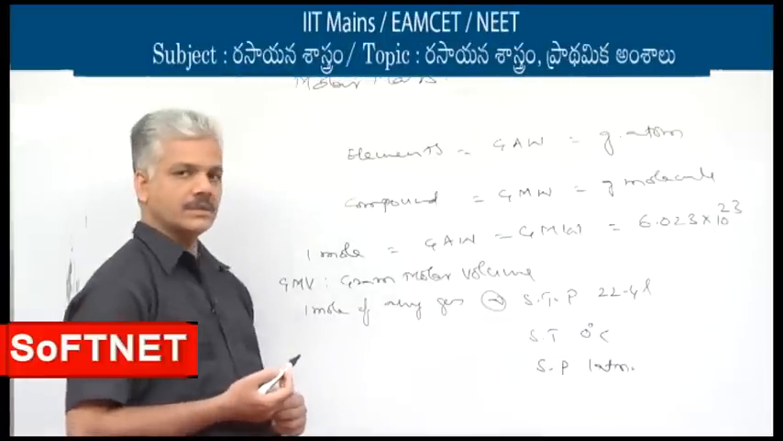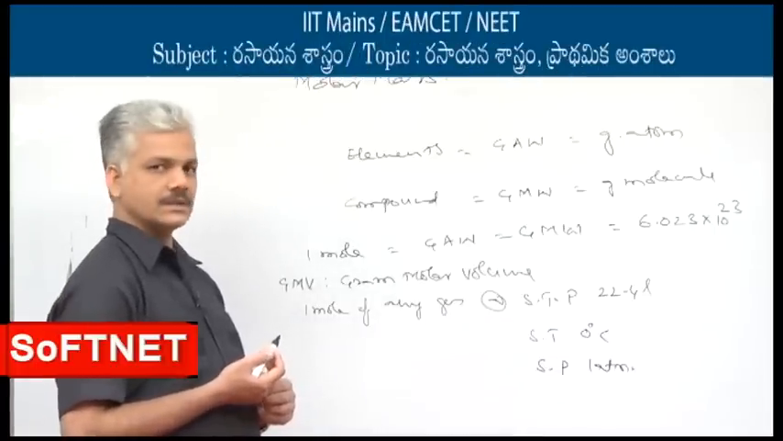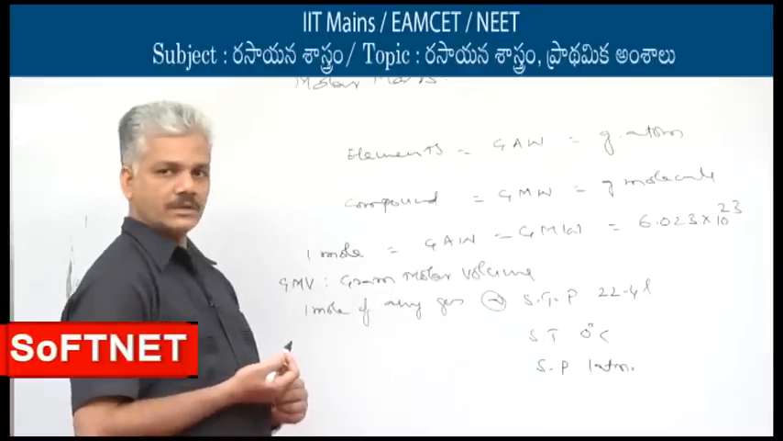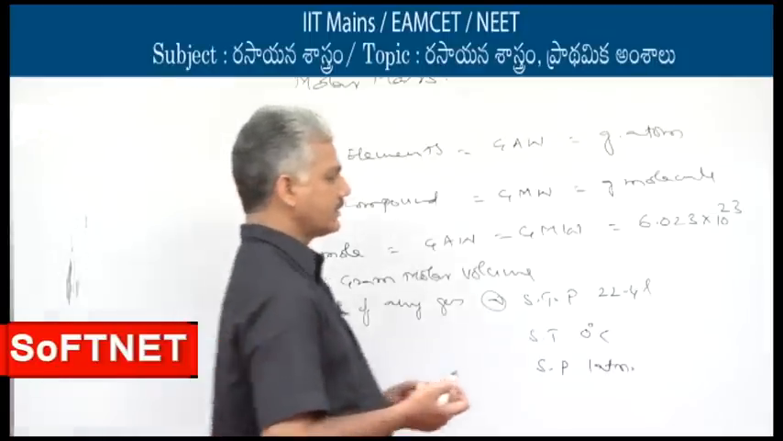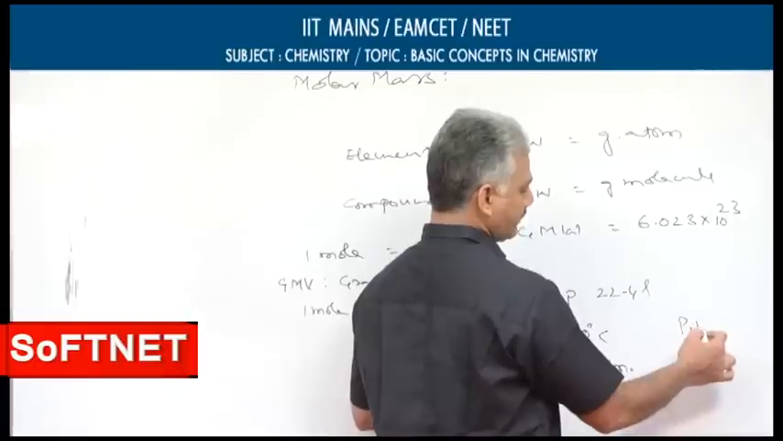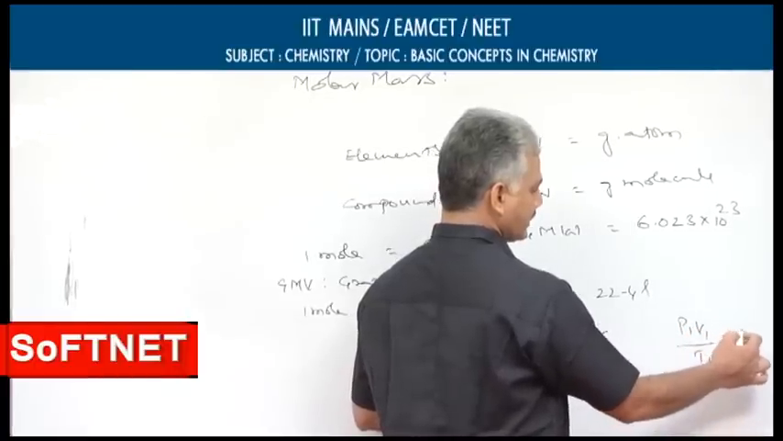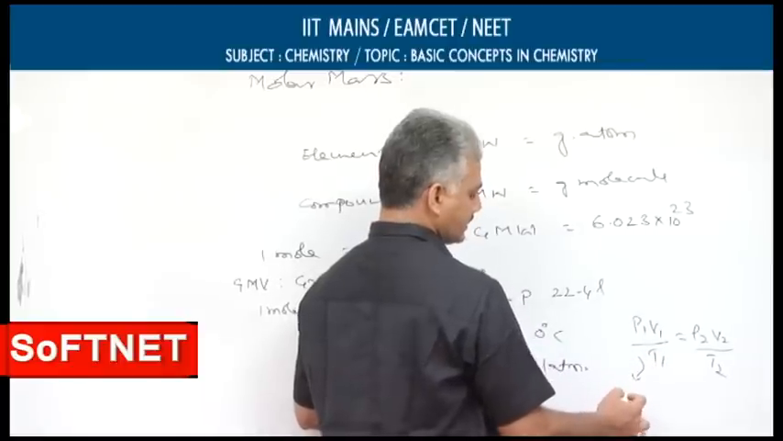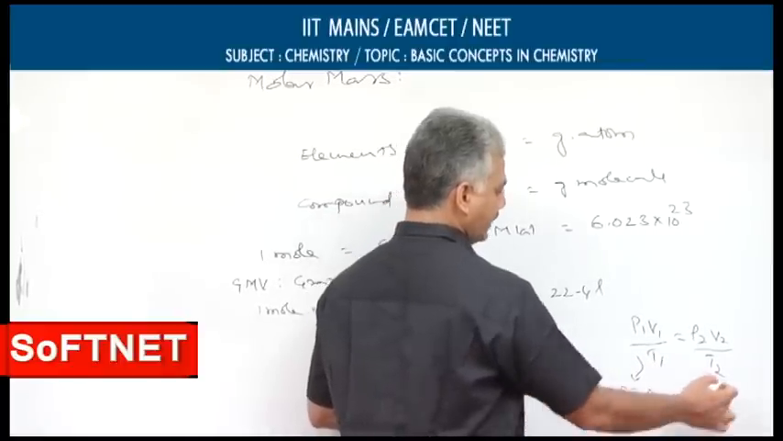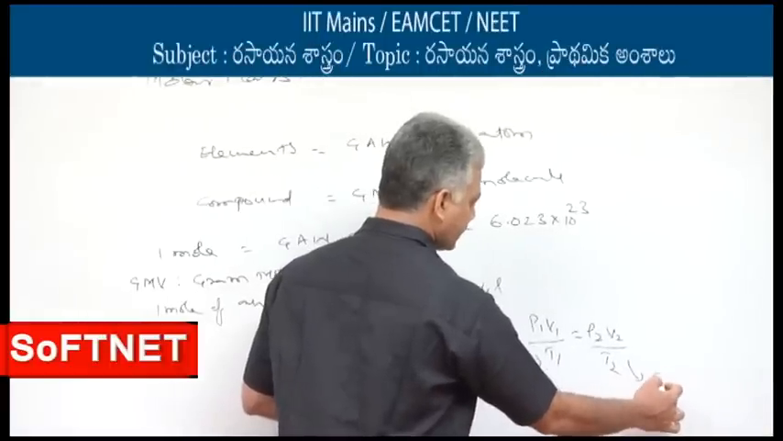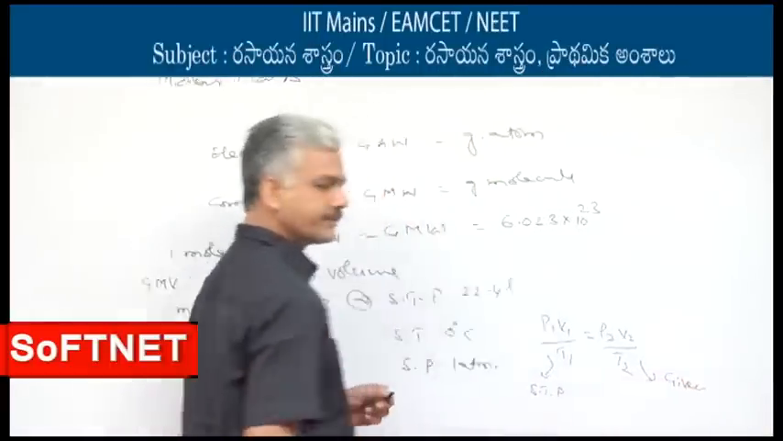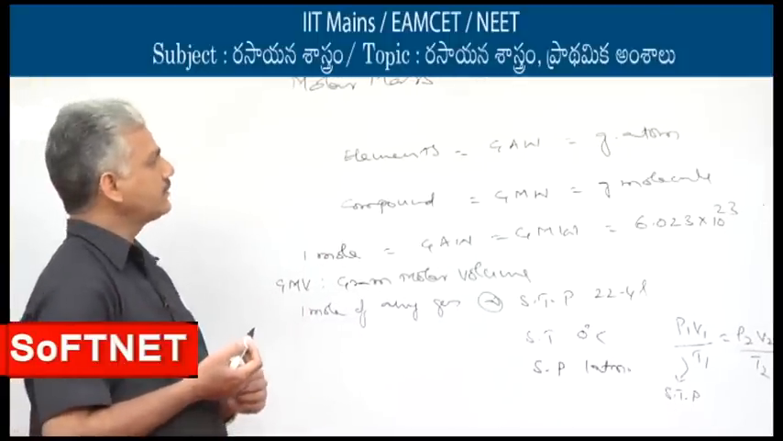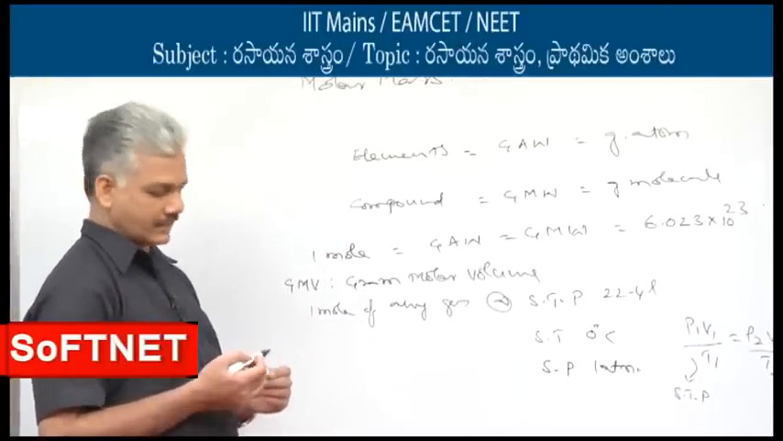While solving the problems, if the conditions are not STP, then we can make use of the equation of state to convert, that is P1 V1 by T1 is equal to P2 V2 by T2. One set of conditions can be taken for STP and one set of values for the given conditions. So, based on this concept, let us see how to solve a few problems.